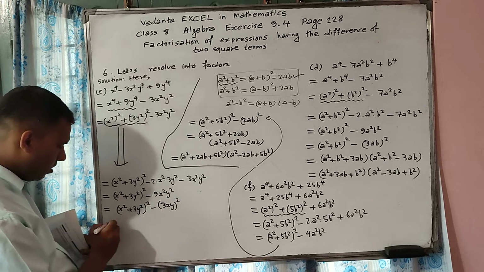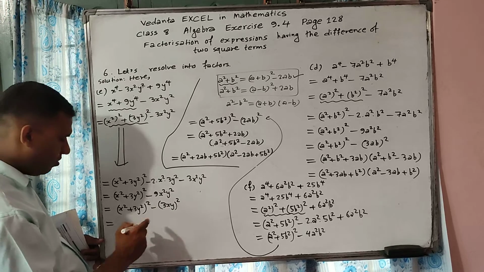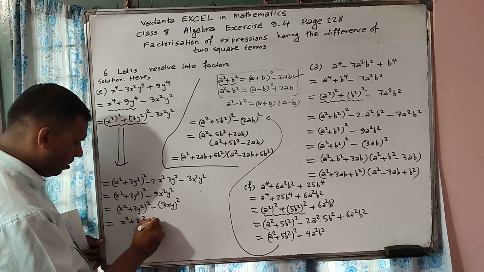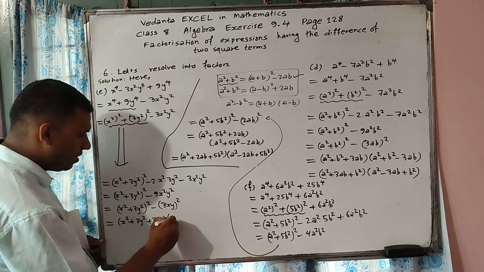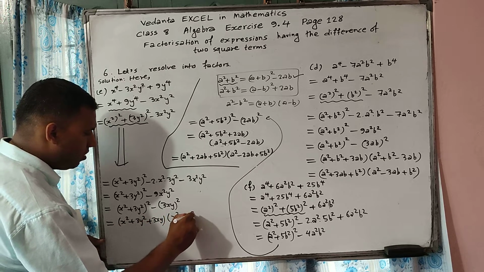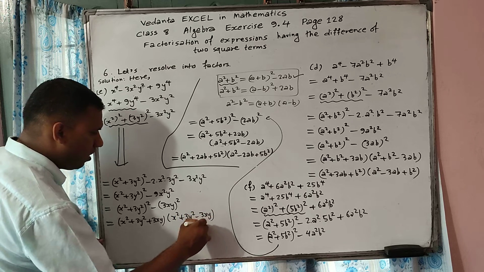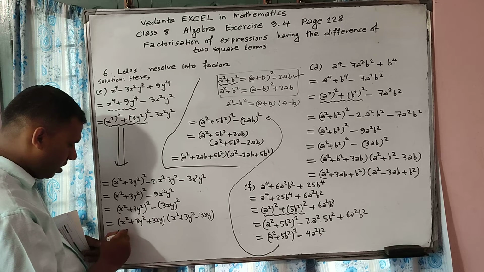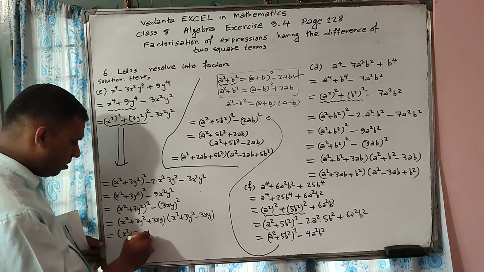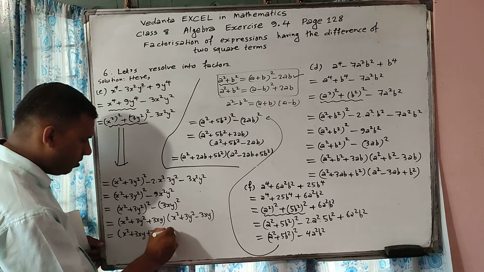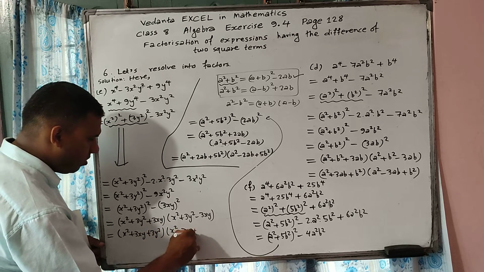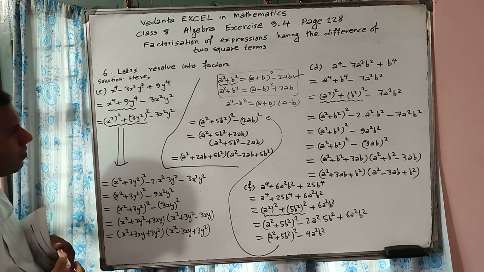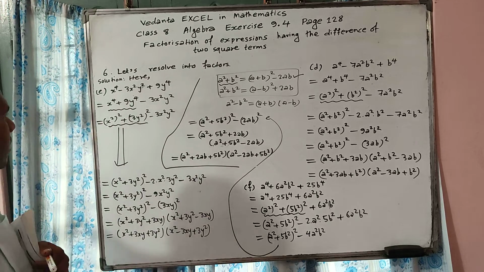Now this is a² − b² form, using the formula (a + b)(a − b): (x² + 3y² + 3xy)(x² + 3y² − 3xy). Now putting 3xy in the middle position, we get (x² + 3xy + 3y²)(x² − 3xy + 3y²). This is the factorized form. Now we go to the next question.